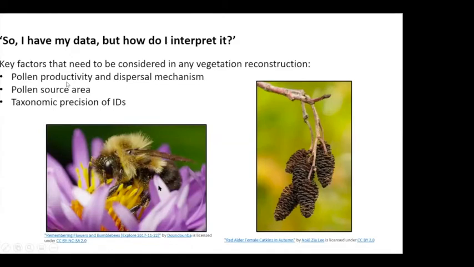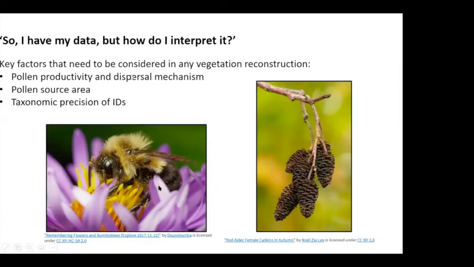So for example, of course, trees produce a lot more pollen than, say, herbs. So a tree will be much better represented than just, say, a single herb in a pollen record.